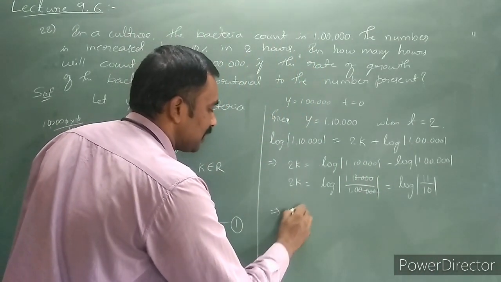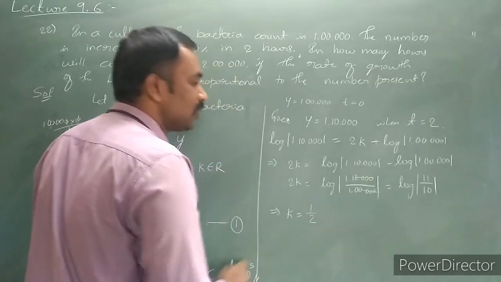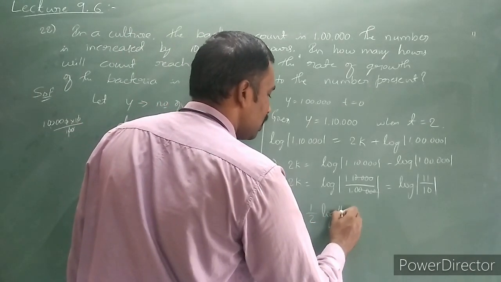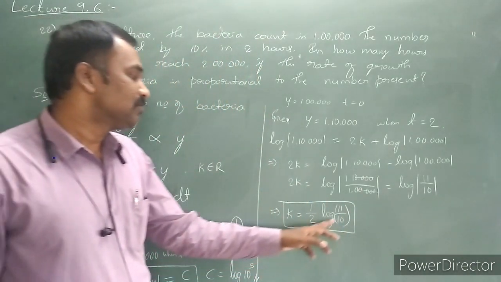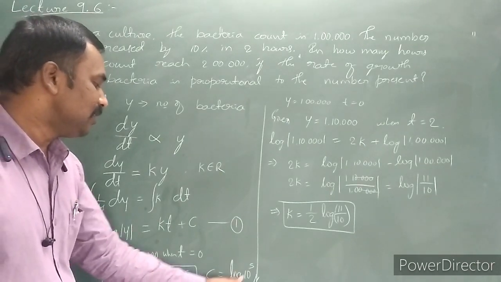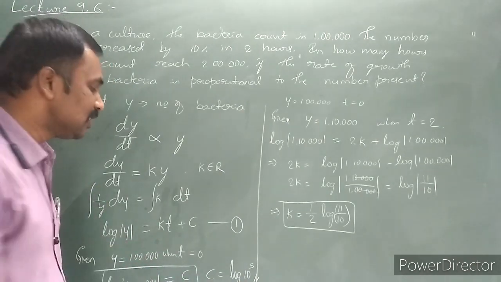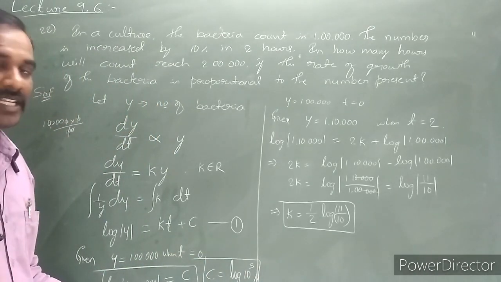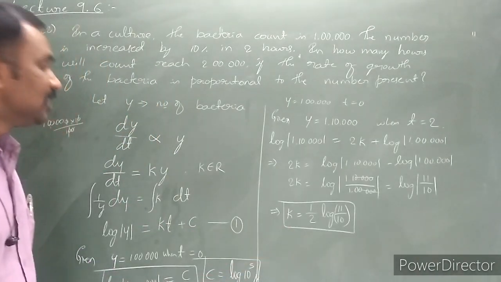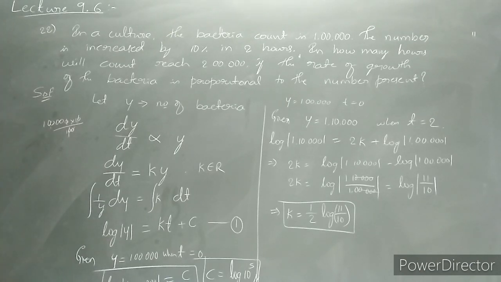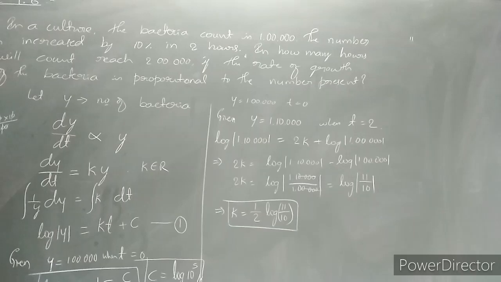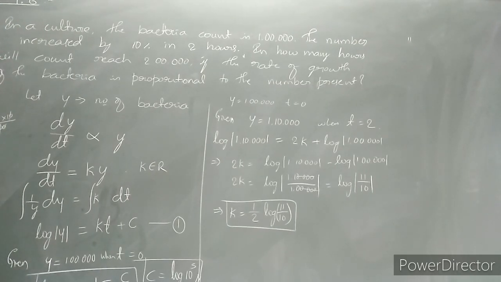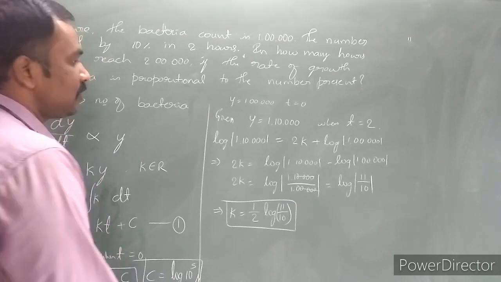So therefore finally the k value: 2 is moved to the right hand side, 1 by 2 times log of 11 divided by 10. K value is 1 by 2 times log of 11 by 10, and c value is 5 into log 10. In that manner also you can write it, or else write it in this manner. Nothing to worry. K value is got, c value is got. Actually, next thing we need to get is the time. Yes, k value is here, c value is here.